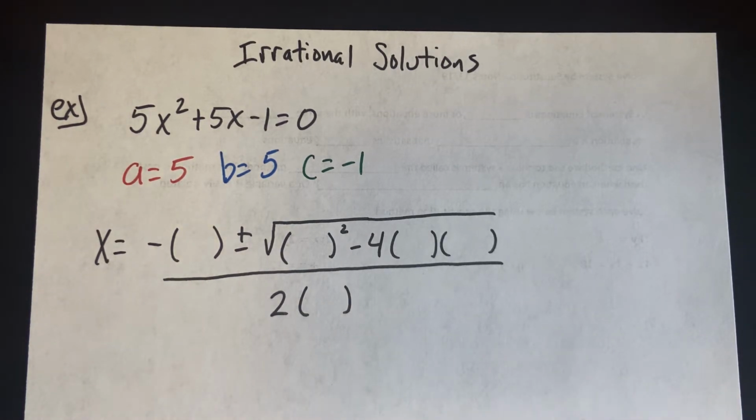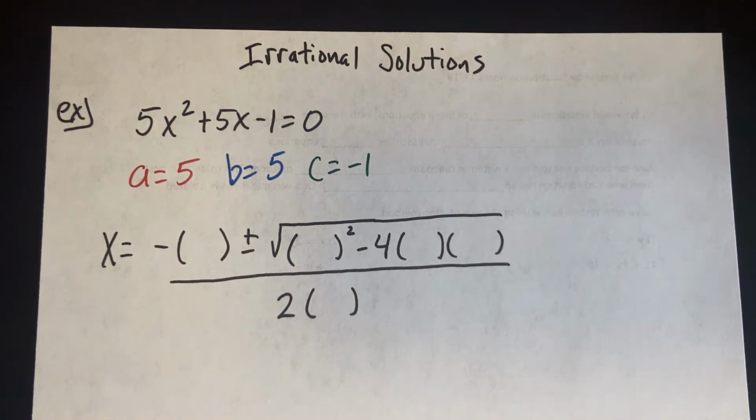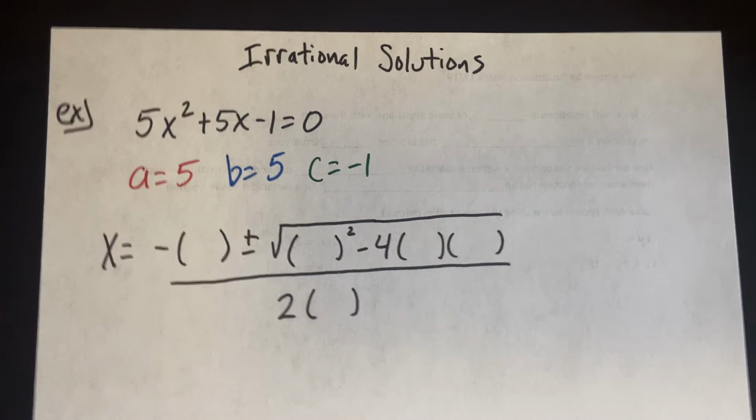Okay, so now when we're dealing with the irrational solutions, an irrational number is one where there is no ratio for it. There's no fraction that we can record for the value. So actually, it kind of makes life a little bit easier for us. So let's get into some examples here.